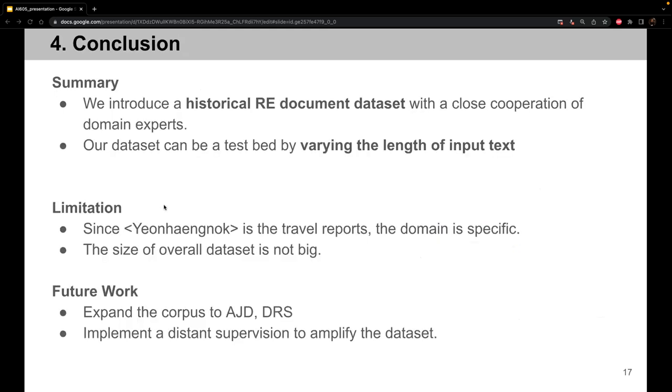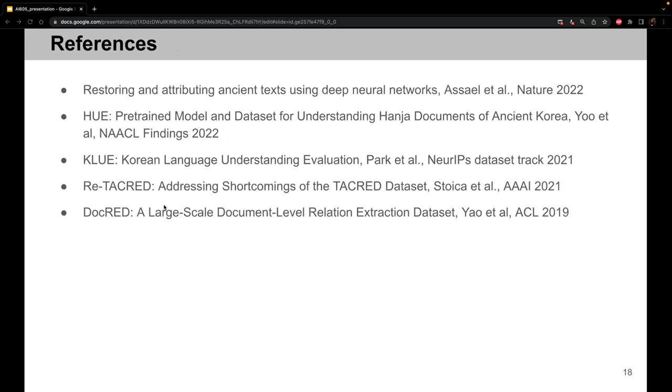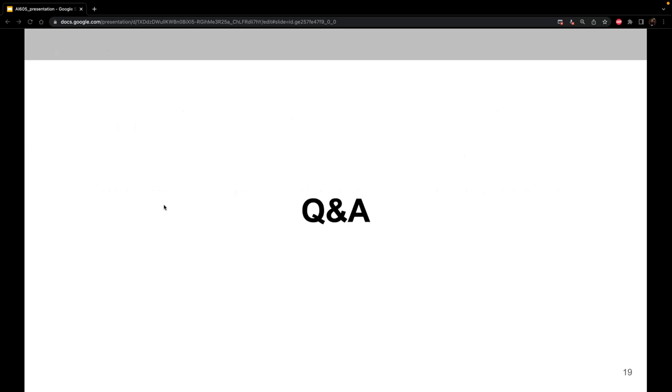To sum up my presentation, our work can be summarized in two points. First, we introduce a historical RE document data set built with close cooperation of domain experts. Second, our data set can be a test bed by varying the length of the input text. However, our data set has two limitations. Since Yeonhaengnok is a travel report, the domain is specific, and the size of the overall data set is not that big. Therefore, we plan two future works: to expand the corpus to AJD and DRS, and to implement distant supervision to amplify the data set. I added the references which are highly related to our work. Thanks, this is my presentation. Thank you.